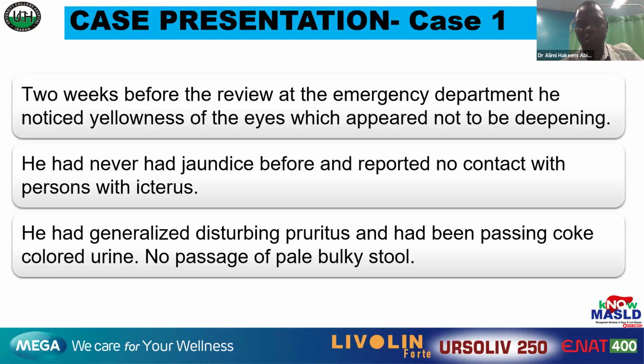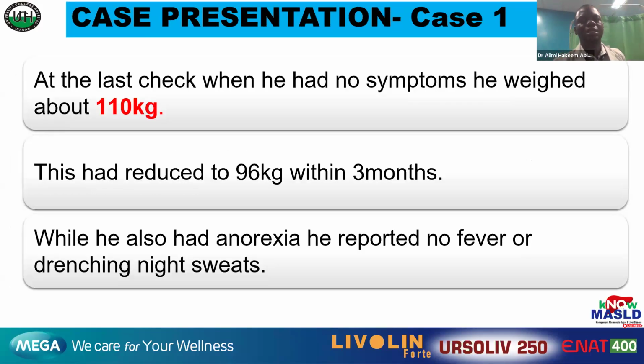Next slide, please. Thereafter, he had jaundice that was said not to be deepening. He also had generalized disturbing pruritus and had also been passing coke-colored urine, however, no passage of pale bulky stool. Next slide. So at the last check, when he had no symptom, he weighed about 110 kg. And as Dr. Onyia said, this patient already had a risk factor for MASLD, and he had actually lost significantly over the past 3 months.